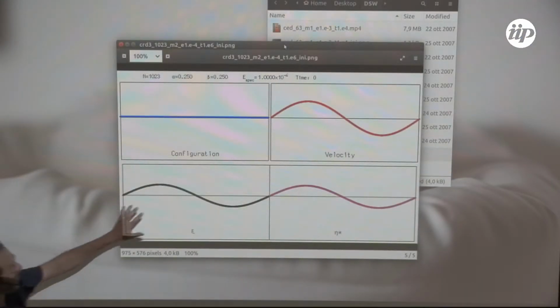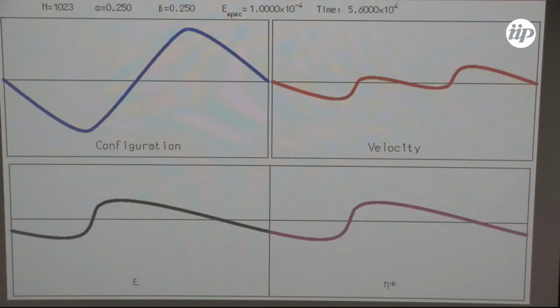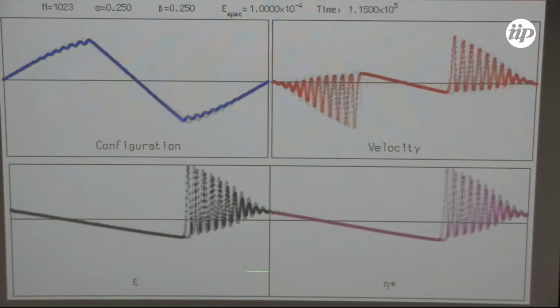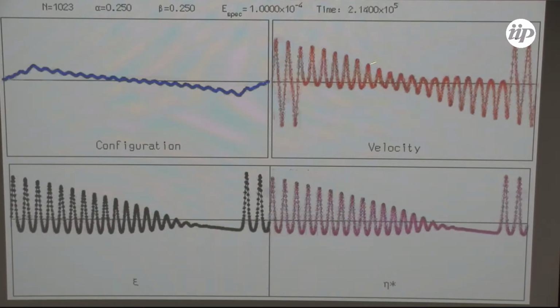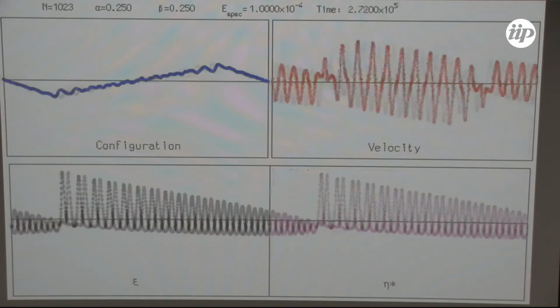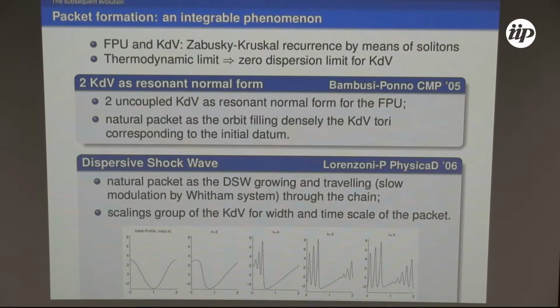So you put psi here and eta here, and the result of Bambusi-Ponno gives you the normal form as two uncoupled KdV equations, one supported by the psi variable and the other supported by the eta variable. The result is for periodic boundary conditions, but you can adapt it to fixed boundary conditions, and the simulation is this. You see that what goes out from one variable enters exactly in the other one, and what exits in this part enters here. So you see that this sort of apparent interaction is not an interaction. Okay, so this is about the formation of these metastable states.